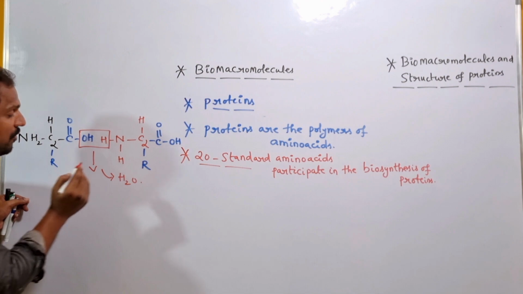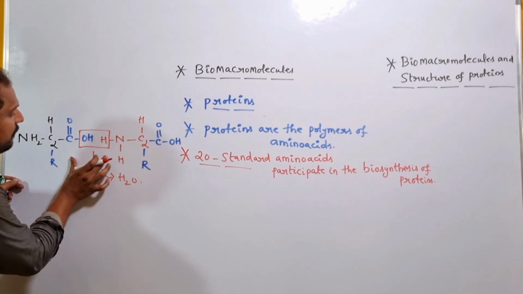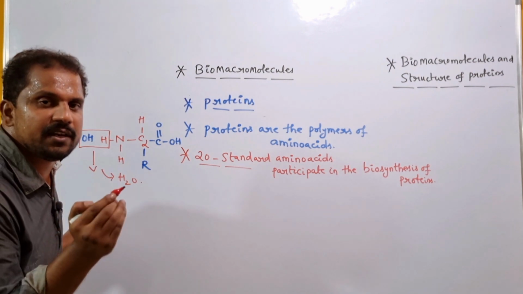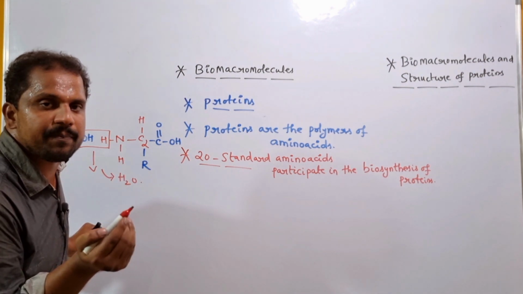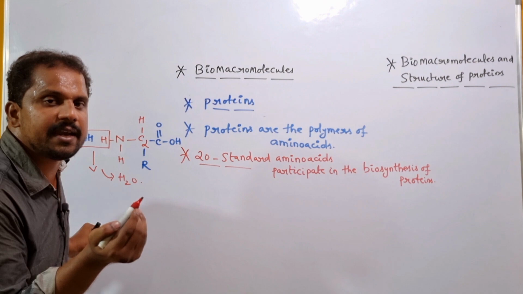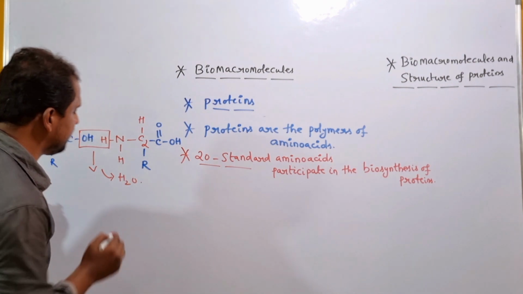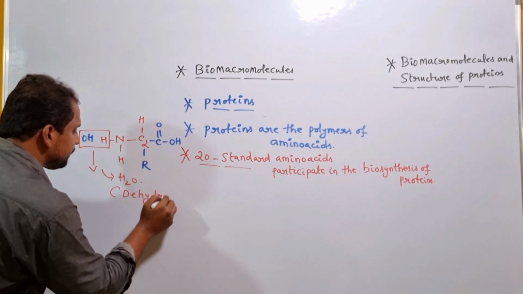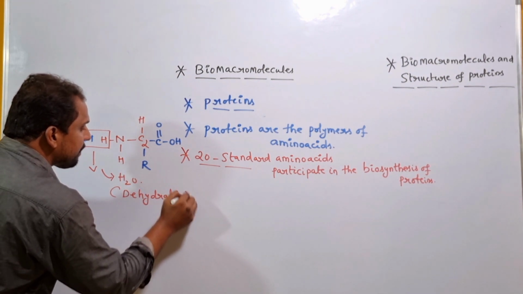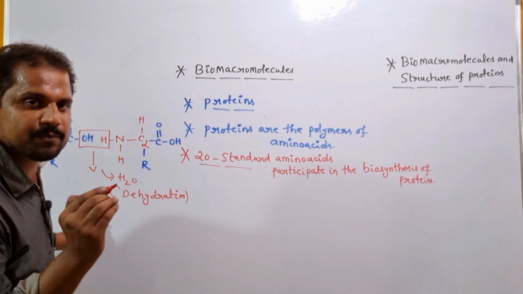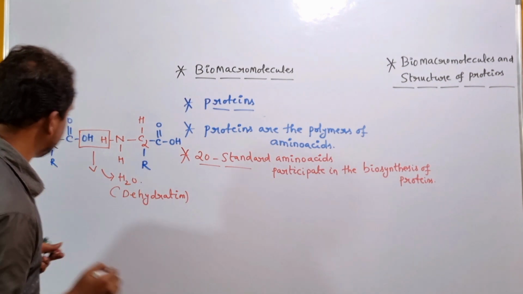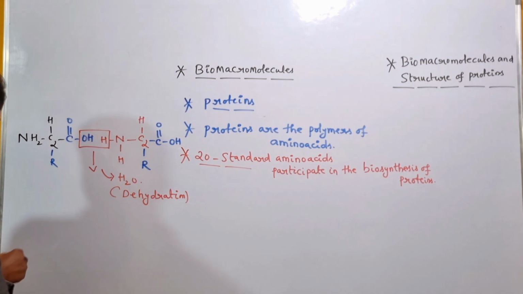Is it clear? During the formation of peptide bond between the two successive amino acids, one specific water molecule is released by the means of a specific mechanism, which is nothing but what? Dehydration. Formation of peptide bond is not a spontaneous process, it is a non-spontaneous process. It requires energy. So look at here.